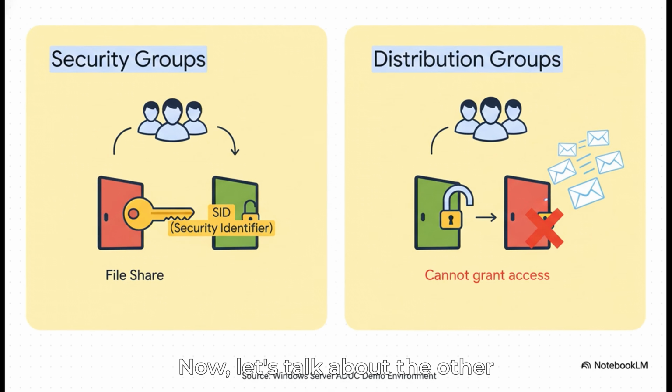Now let's talk about the other piece of the puzzle: groups. There are 2 main types, and confusing them is a classic rookie mistake. You have security groups and distribution groups. Security groups are for giving people permissions. They have a special code, a SID, that lets them access stuff. Distribution groups are only for sending emails to a list of people. You can't use them to secure a folder.